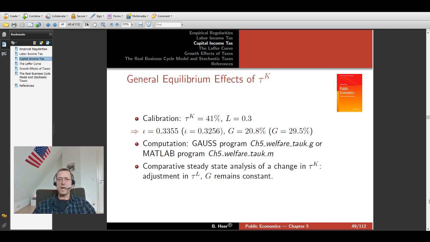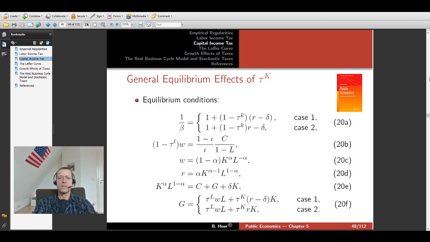So what we do right now is we do a comparative steady state analysis. We reduce our capital income tax tau k and keep government consumption G constant. As a consequence, we have to increase our labor income tax tau L so that our revenues are again equal to our expenditures as provided in equation 24.